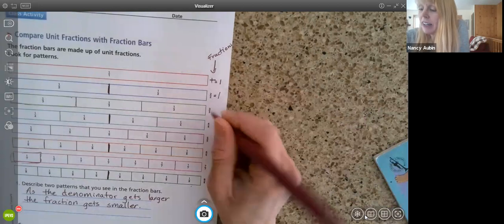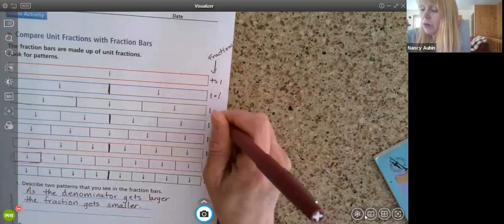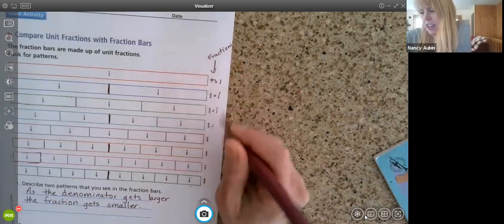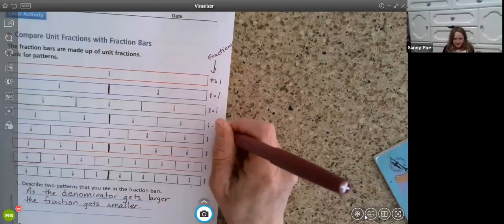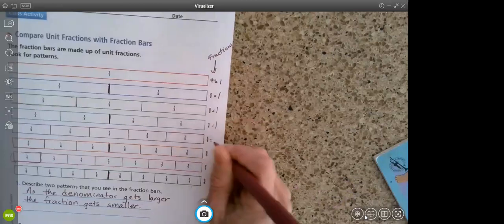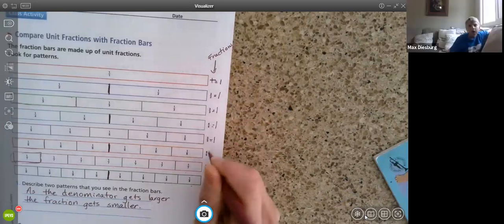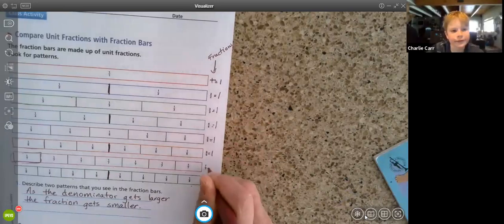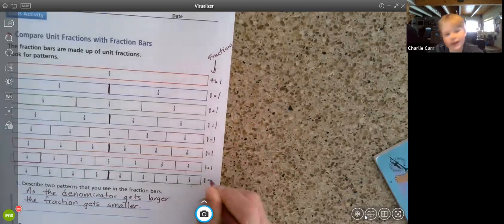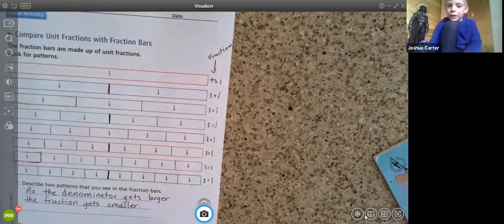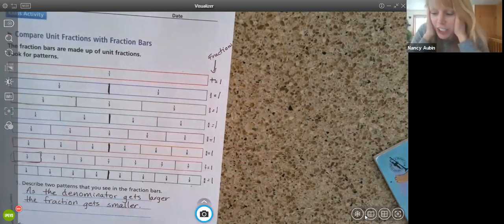1. 4 divided by 4? 1. 5 divided by 5? 1. 6 divided by 6? 1. 7 divided by 7? 1. 8 divided by 8? 1.